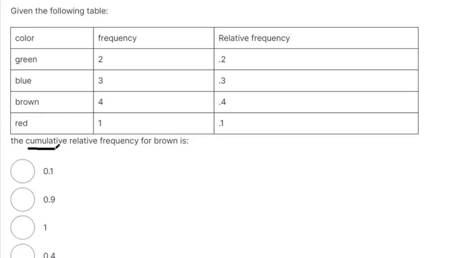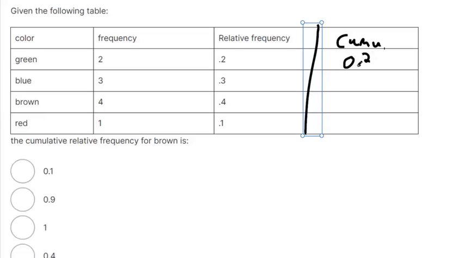This is talking about the cumulative relative frequency. Cumulative relative frequency means adding up all the different frequencies up to that point in the table. So you can make another column here that could be cumulative relative frequency, and it starts off at the top at 0.2, but then you keep adding up the other frequencies. So in the second row, this is 0.5 because 0.2 plus 0.3 makes 0.5.